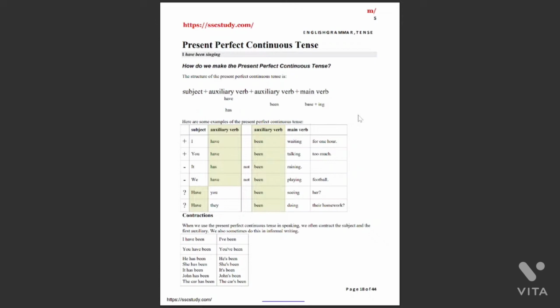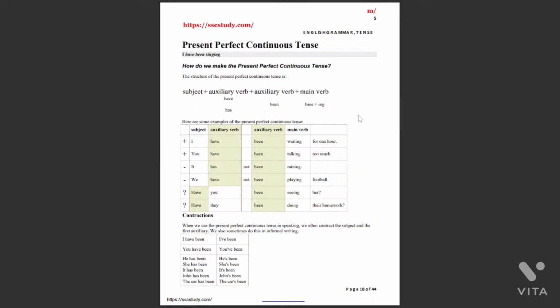So let us quickly go into the present perfect continuous usage. Positive sentences, like I have been waiting for 1 hour. You have been talking too much. Negative sentences, like it has not been raining. We have not been playing football. And questions, have you been seeing her? Have they been doing their homework? So these are the present perfect continuous tenses.